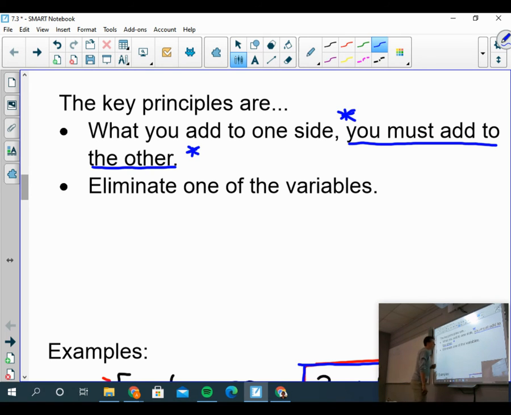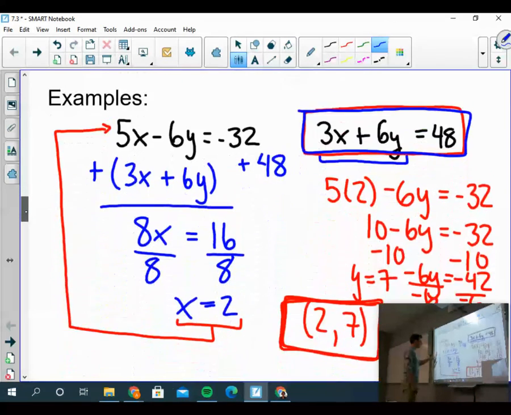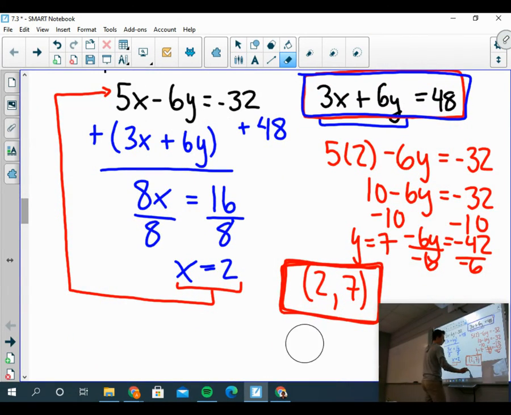And then, of course, our goal is to get rid of one of the variables. This will give us a one variable equation that we can then solve. So let's work through another example together.